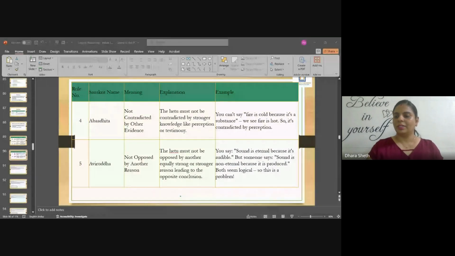Smartphone is good because it helps you. Smartphone is bad because it causes problems in eyes. So is the smartphone good or bad? You have two opposing reasons. It is good for health, it is bad for health. Here the fight is between reason and reason. The two middle terms are opposite to each other. It is contradicted by an equally strong or opposite reason, not praman. We are not talking about pratyaksh praman. We are talking about another reason. That is avirudh. Now clear?